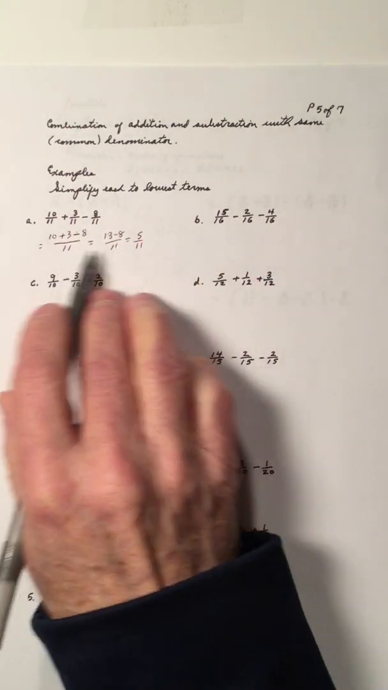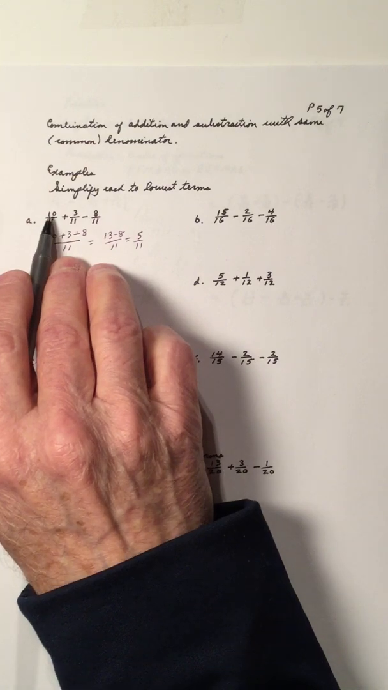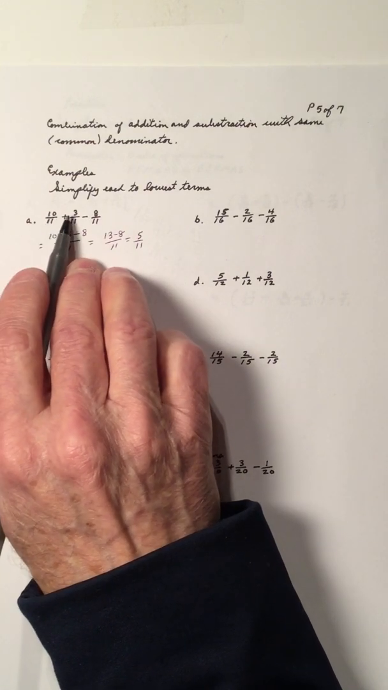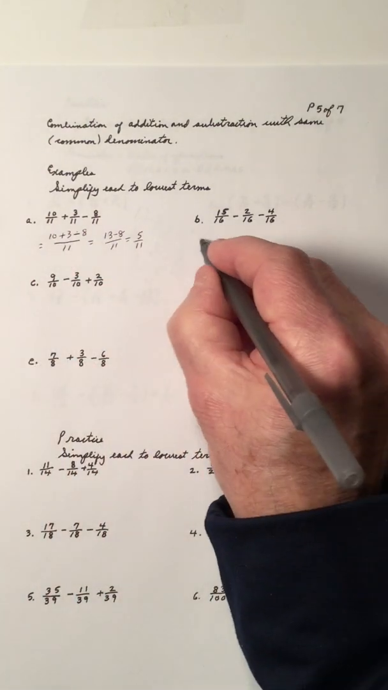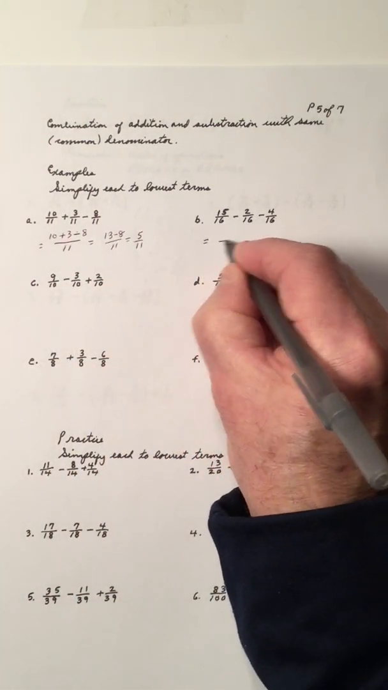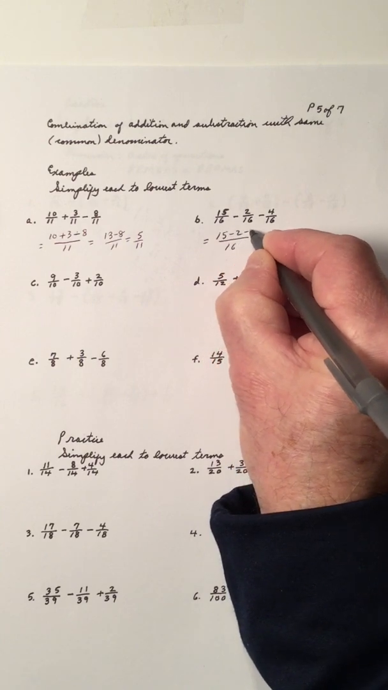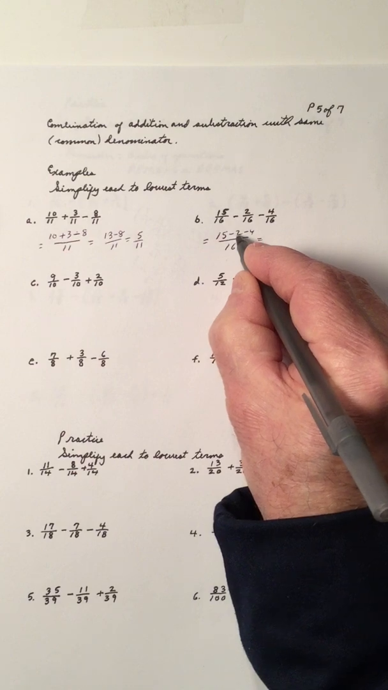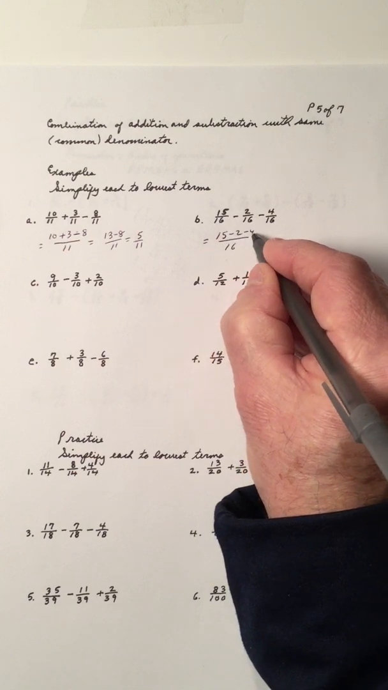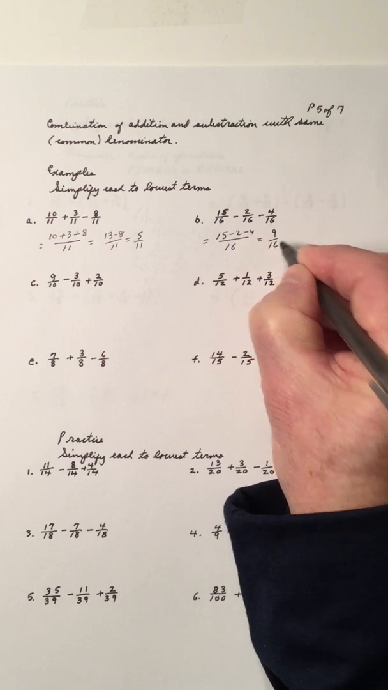Now this is a lot of writing down, but if you put down the 11 and go 13 plus 10 plus 3 is 13 minus 8 is 5, then you work it out faster. So it's your choice. Write down the 16 and write down 15 minus 2 minus 4. And 15 minus 2 is 13. 13 minus 4 is 9. 9 over 16.